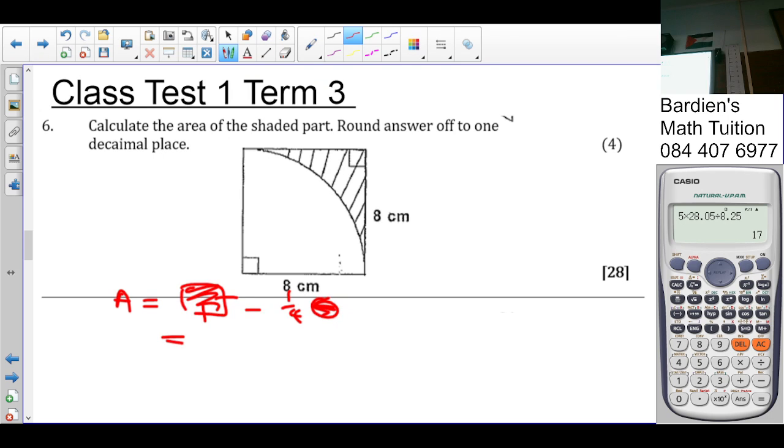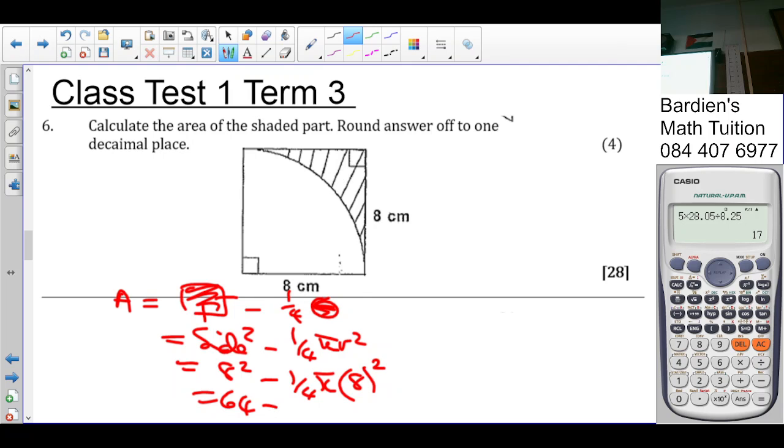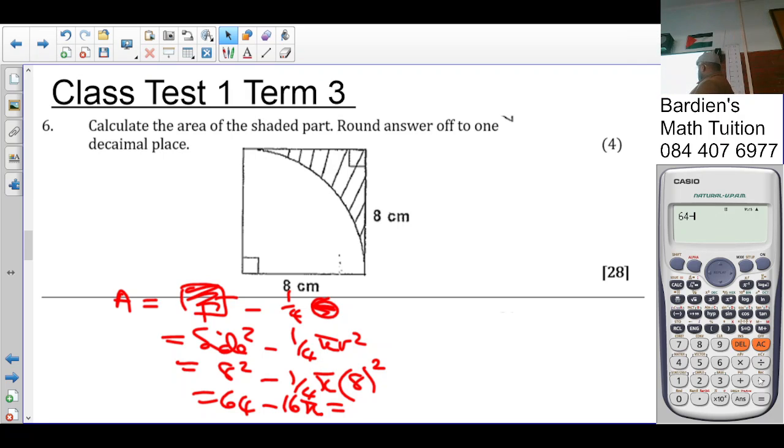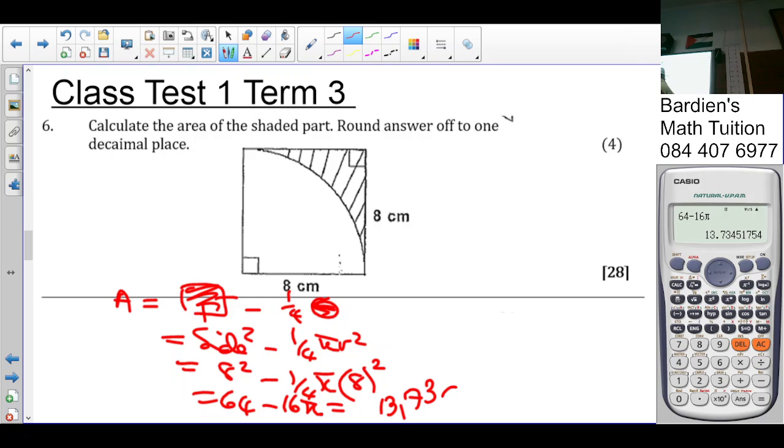Not so? How do you calculate the area of a square? Side squared minus a quarter of the area of a circle, pi r squared. So the side is 8 squared minus a quarter pi. The radius is 8 squared. It's going to be 64 minus 8 squared is 64, divided by 4 is 16 pi. And that works out to be 64 minus 16 pi, which gives us 13.7 centimeters.